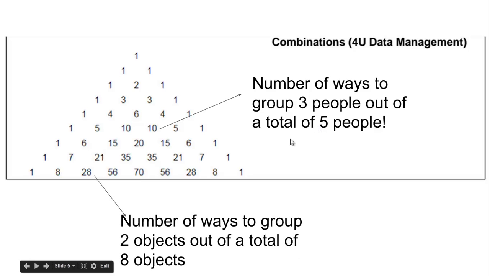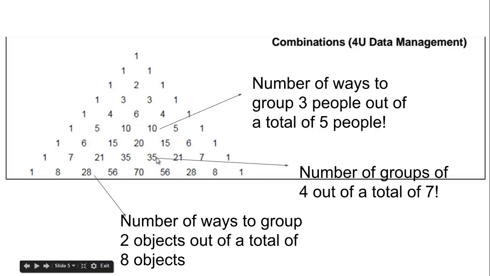28 is the number of ways to group 8 out of 2, or 2 out of 8 objects. And 35 is the number of ways to group 4 out of 7. Now, if we're talking about groups, something like the lottery would be like the 49th row, and we want to find out how many groups of 6. So we go to the 49th row and go over the sixth number, and that's the number of ways to play the lottery. So this does have implications in probability.